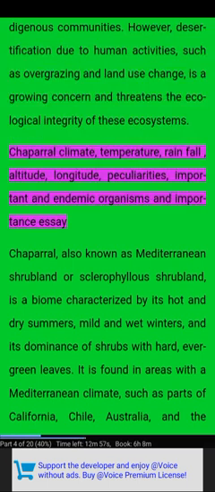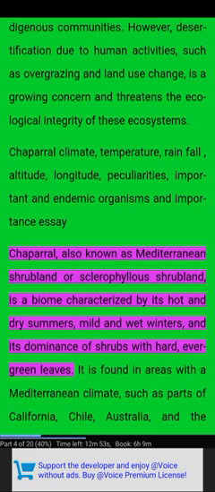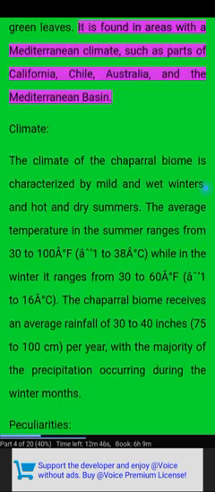Chaparral climate, temperature, rainfall, altitude, longitude, peculiarities, important and endemic organisms and importance essay. Chaparral, also known as Mediterranean shrubland or sclerophyllous shrubland, is a biome characterized by its hot and dry summers, mild and wet winters, and its dominance of shrubs with hard, evergreen leaves. It is found in areas with a Mediterranean climate, such as parts of California, Chile, Australia, and the Mediterranean basin.